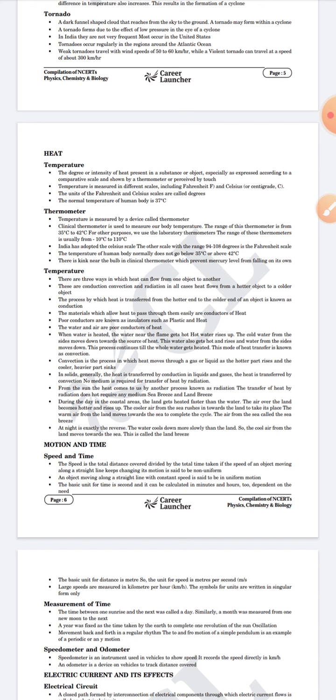Convection is the process in which heat moves through a gas or liquid as the hotter part rises and the cooler, heavier part sinks. In solids, generally the heat is transferred by conduction. In liquids or gases, the heat is transferred by convection. No medium is required for transfer of heat by radiation. From the sun, the heat comes to us by another process known as radiation. The transfer of heat by radiation does not require any medium.